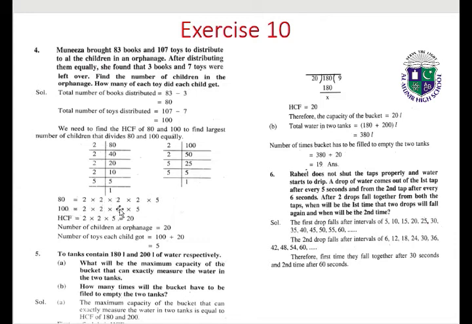82 multiplied by 2 multiplied by 2 multiplied by 2 multiplied by 5. 2 multiplied by 2 multiplied by 5 multiplied by 5. Common numbers: 2, 2 and 5. 2 multiplied by 2 multiplied by 5. 2 to the 4, 4 5s are 20. Number of children at the orphanage is 20. Number of toys each child got equals 100 divided by 20 equals 5.